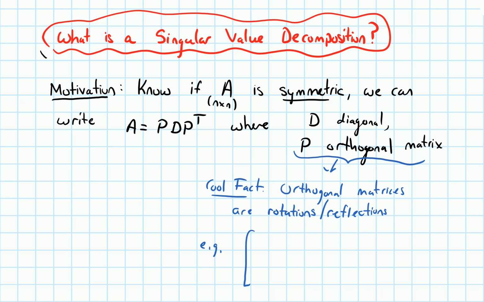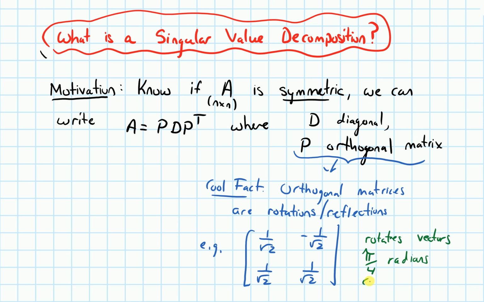So for example, here is one orthogonal matrix. I'll do 1 over root 2, 1 over root 2, and the next column will be negative 1 over root 2, and 1 over root 2. This is a square matrix, and the columns are orthonormal, so this is an orthogonal matrix. And it turns out that this matrix rotates vectors pi over 4 radians counterclockwise.